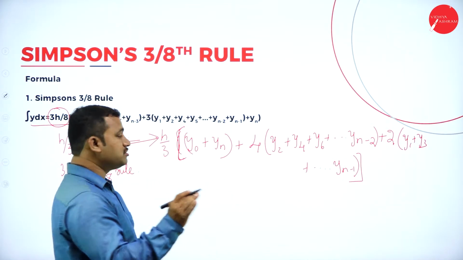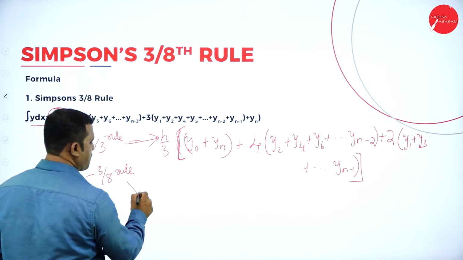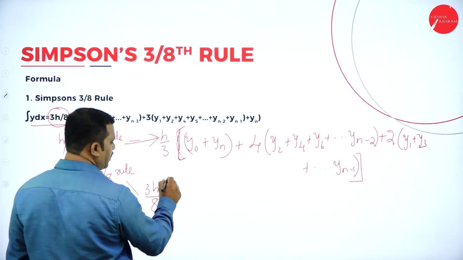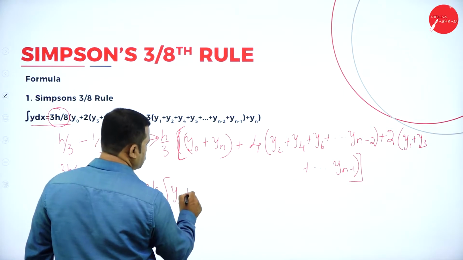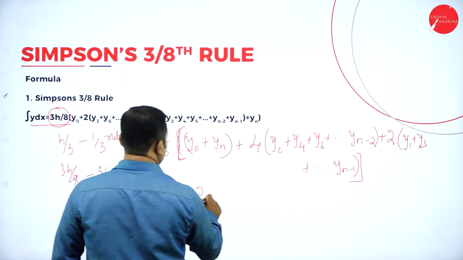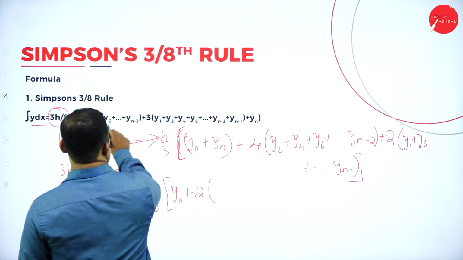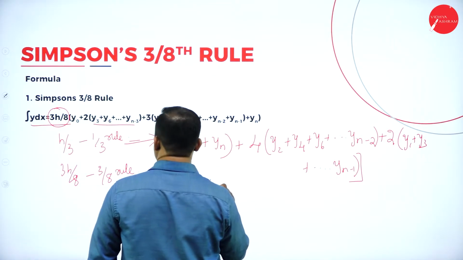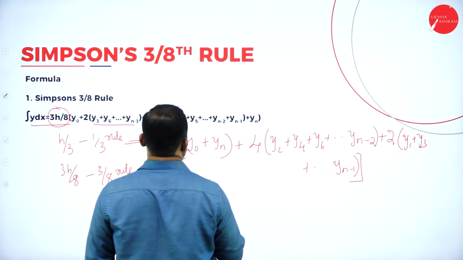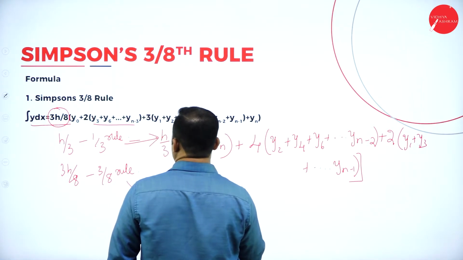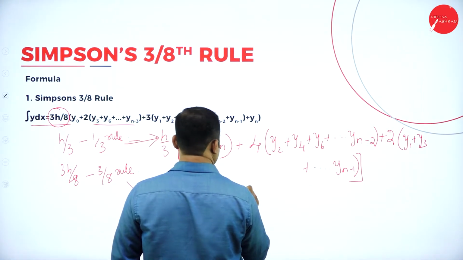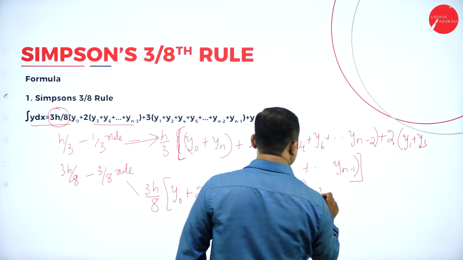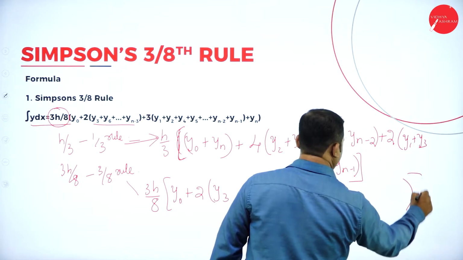But what is the difference between that and this formula? In place of this, we have 3h by 8 for the 3/8 rule, 3h by 8 followed by y0 plus 2 times these odd numbered values, y3. Please listen to it carefully here. 2 and 3. I have one more term here.